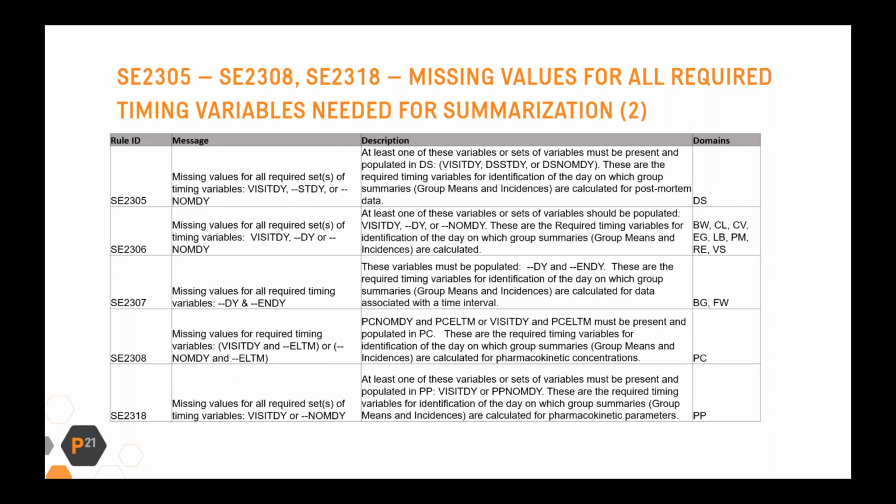So here are the updated rule messages and descriptions for these rules for missing values for all required timing variables. You'll notice that SE2305 is only for the DS domain. SE2306 checks a number of findings domains. SE2307 checks those timing variables that use DY and ENDY most often, like body weight gains and food and water consumption. SE2308 and SE2318 check PC and PP.